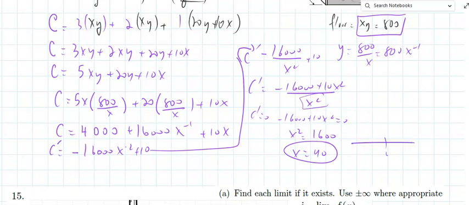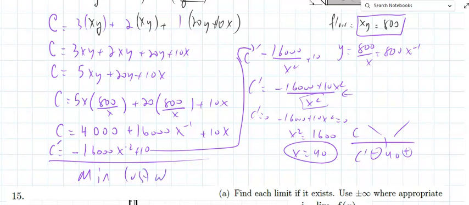And I could check really quick. 40, there's the cost function, the derivative right there. If I pick 1, negative 1600 plus 10 is negative, it's matching. I have minimum cost when x is 40 feet and y is, if I put 40 right there, 800 divided by 40, that is 20 feet.